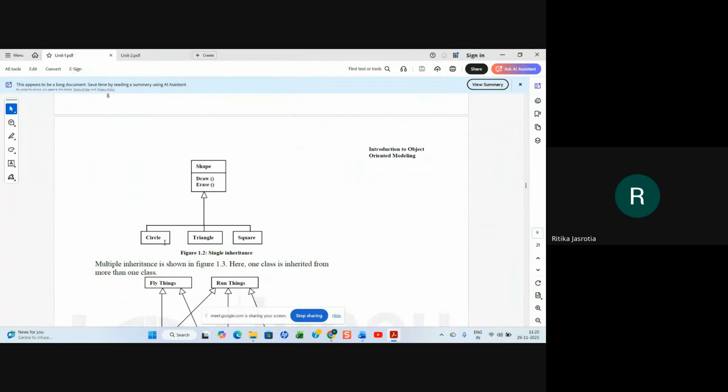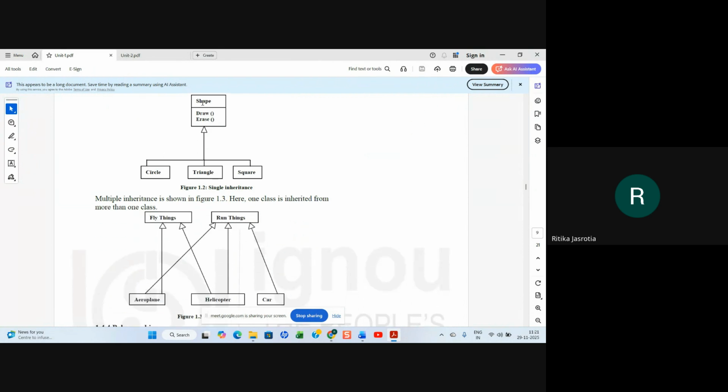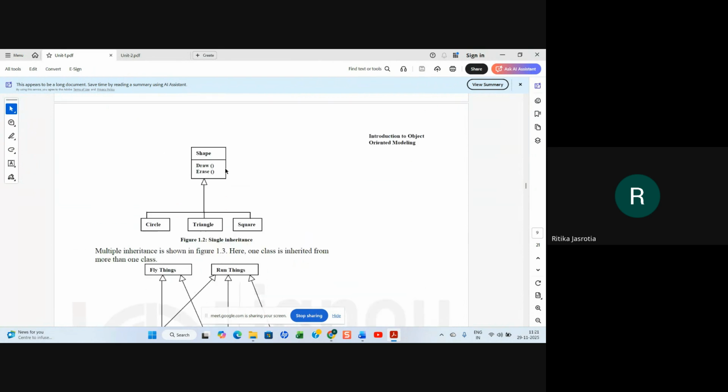Shape is there. So there are different types of shape. These are the subclasses of shape: circle, triangle, and square. So shape has draw and erase as the methods. Circle is drawn in a different way, triangle is drawn in a different way, so they will override the draw method. Circle will have pi r square, triangle will have half breadth into height if it is a right angle triangle. Square will have side square, right? So these are the things you can give an example of. So this is what is there.